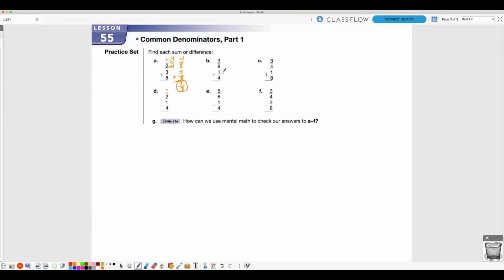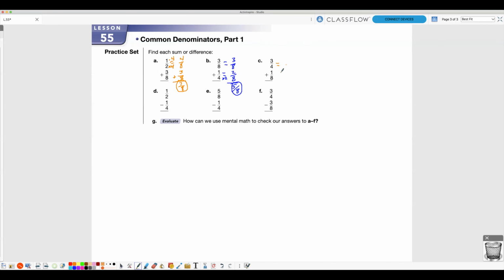So you might recognize that you can leave the 3/8. So I'm just going to put this 3/8 again, and then I'm going to rename this with a denominator of 8 because I noticed I can multiply by 2, and I'm going to end up with 2/8 and 3/8, and I'm going to add those, and I end up with 5/8 as the final answer on this one. Letter C, go ahead and do that one, 3/4 plus 1/8.